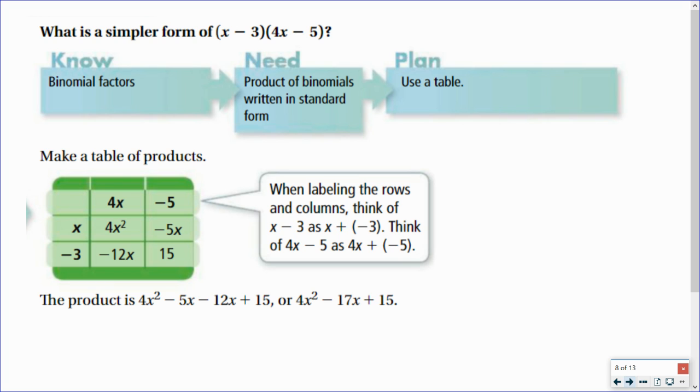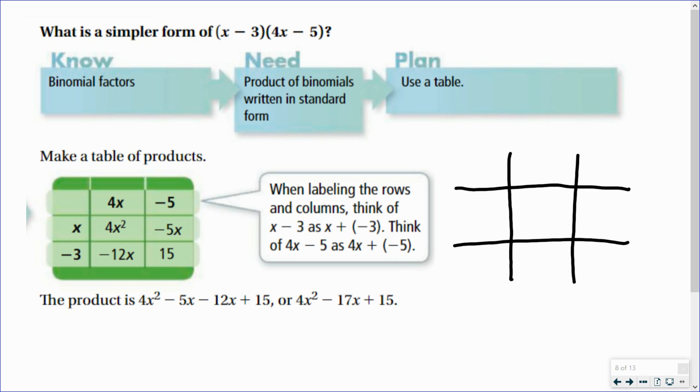Now, let's talk about the box method. The box method, what you do is you make a box. And I'm going to make a check mark here. So this is x minus 3, 4x minus 5. Could they be reversed? They sure could be. Now I multiply these two things. Negative 3 times 4x is negative 12x. Negative 3 times negative 5 is positive 15.